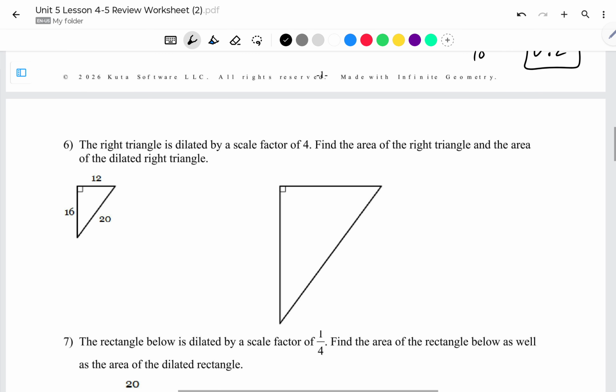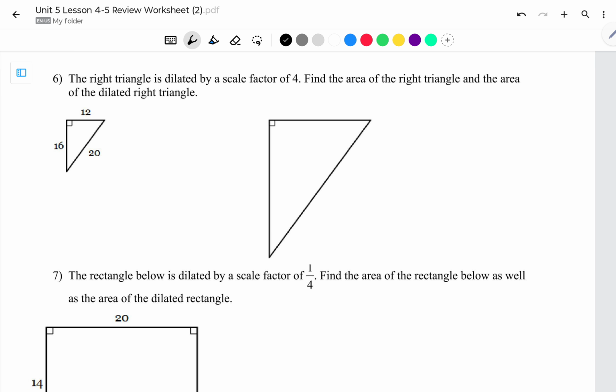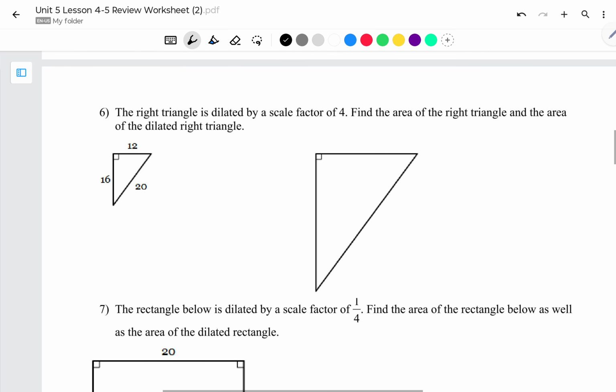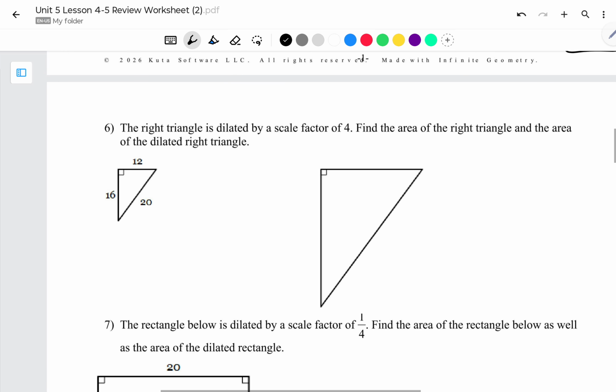Okay, let's look at this. The right triangle is dilated by a scale factor of 4. Find the area of the right triangle and the area of the dilated right triangle. Again, there are a bunch of different ways to approach this. I'm just going to show you one way, and if you figure out a different way, that's fine. I'm going to ask you to do number 7 on your own. So, how do you find the area of a triangle?